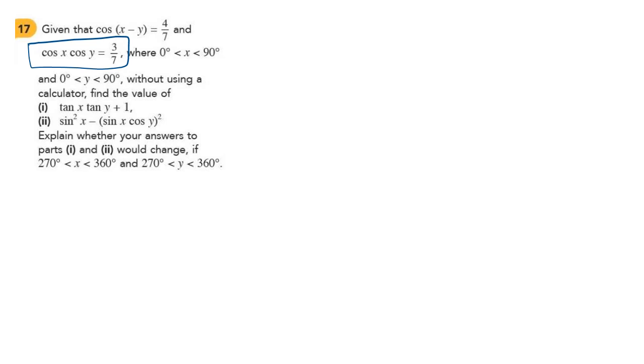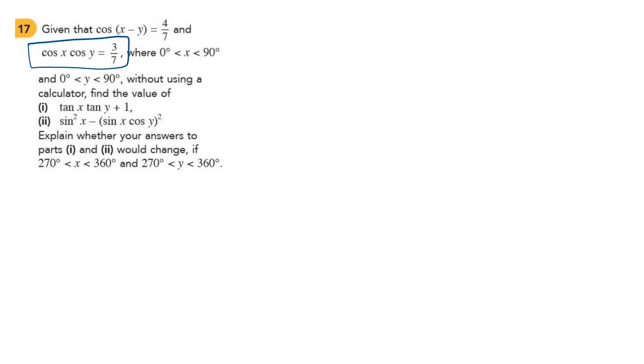Right, let's come to the last question. Question 17. So you're given cosine bracket x minus y equals 4 over 7, and cosine x cosine y equals 3 over 7, and you're given that x and y are both in the first quadrant. Between 0 and 90 degrees means they are in the first quadrant, basically acute angles. Okay, without using a calculator, find the value of tangent x tangent y plus 1 for part 1.